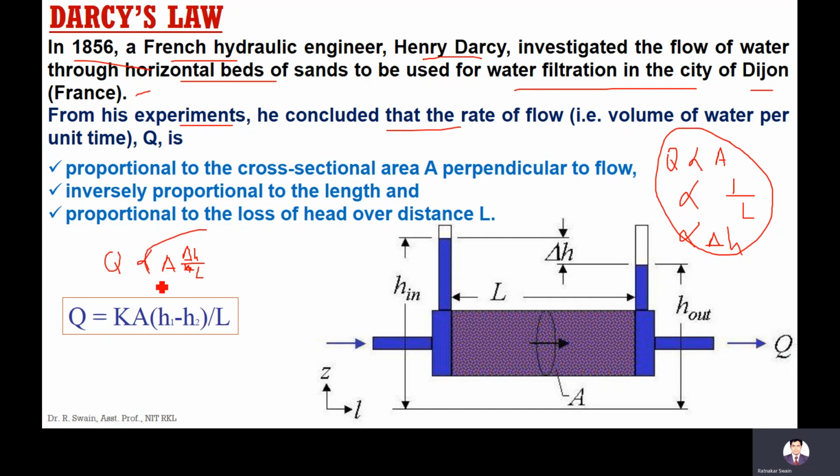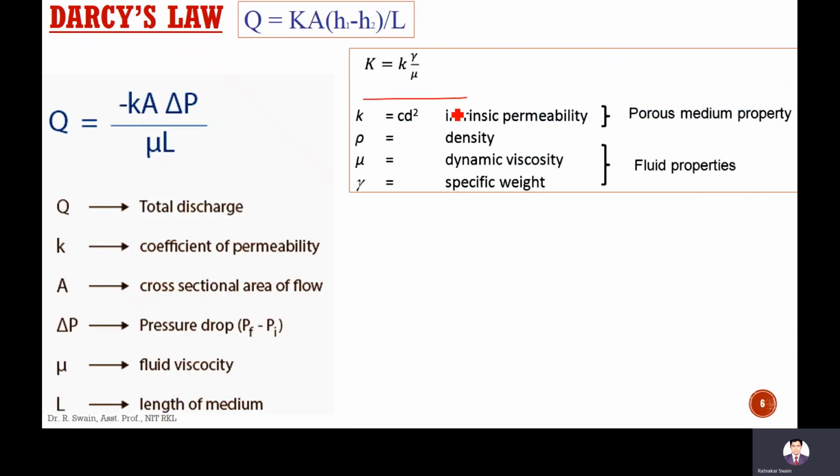So combining these three principles, it can be written as Q = K A delta H by L, where K is called hydraulic conductivity, that we discussed in the last class. In the last class we discussed hydraulic conductivity, which is equal to intrinsic permeability into specific weight divided by dynamic viscosity. This formula: K is equal to small k, which is intrinsic permeability, into specific weight, which is rho g, divided by mu, where mu is the coefficient of viscosity.